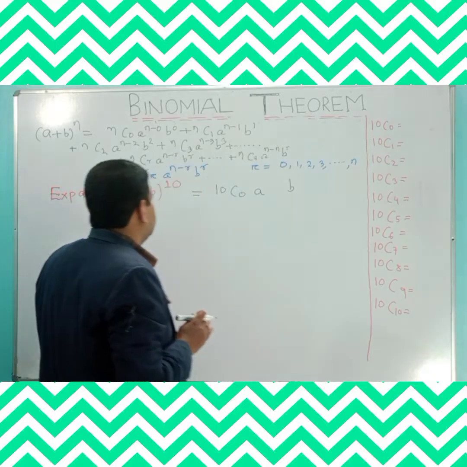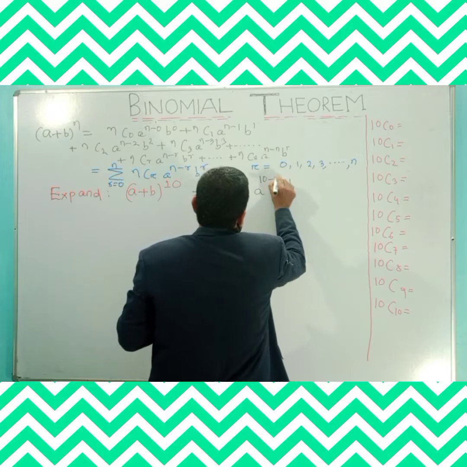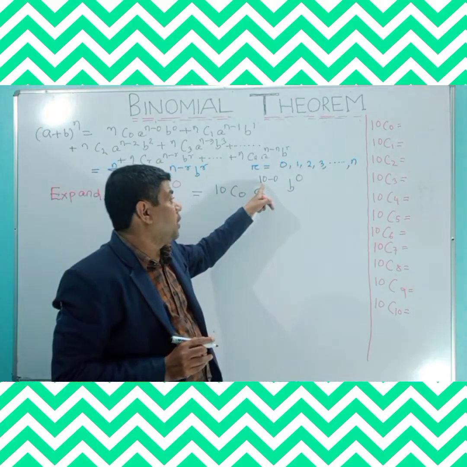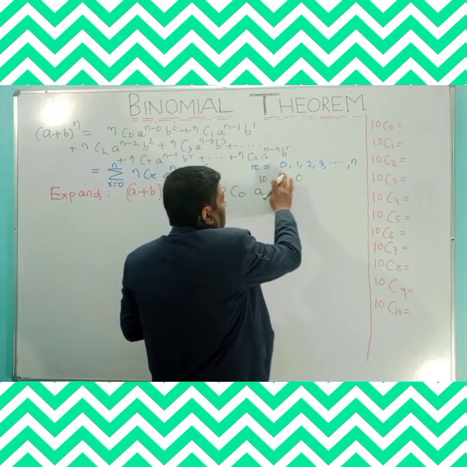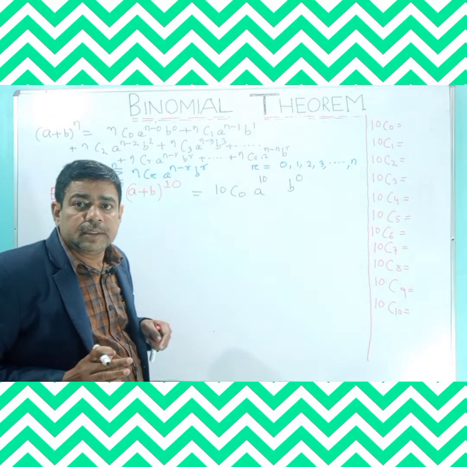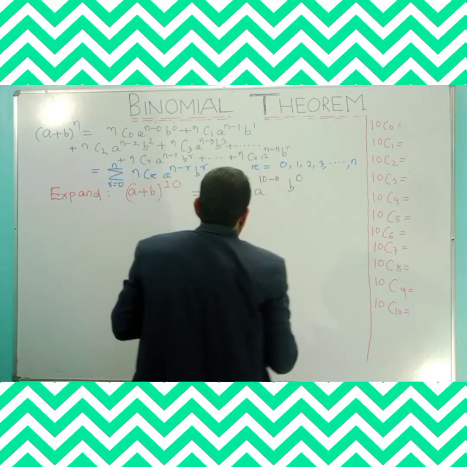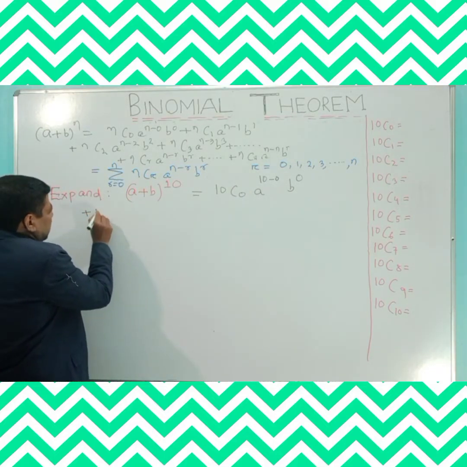Once again, 10C0 a to the power 10 minus 0, b to the power 0. Here 10 minus 0 is 10, and 10 plus 0 is 10. Right? Yes or no? Let's write down this format, later we shall simplify it. Then 10C0. Then after that what? 10C what?